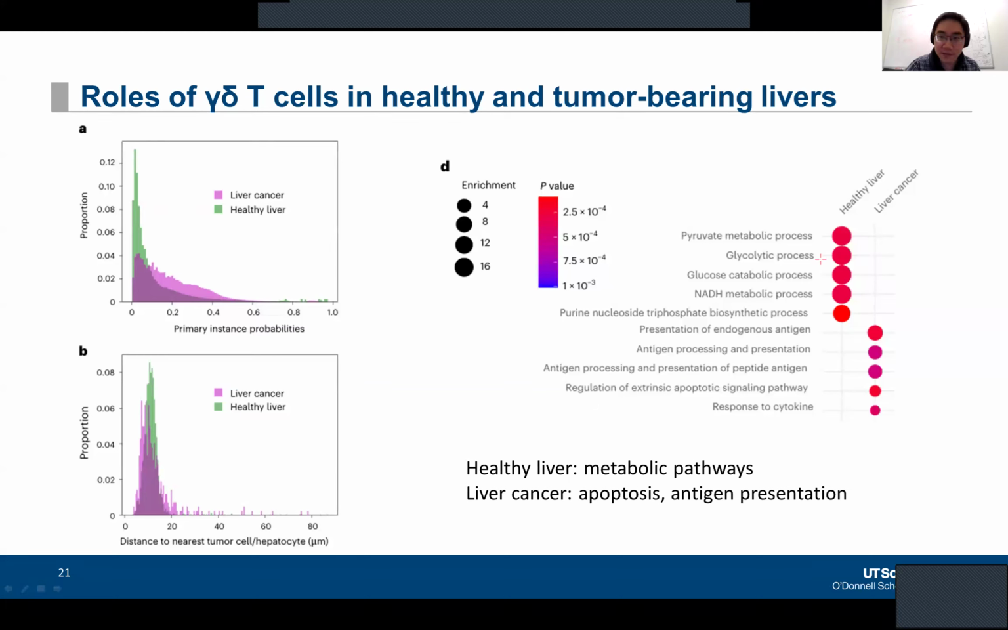And when we look at the specific interaction pathways, we see that in healthy liver, the gamma delta T cells interact mostly through different metabolic pathways. However, in liver cancer, they interact with these cancer cells mostly through antigen presentation and apoptosis pathways.